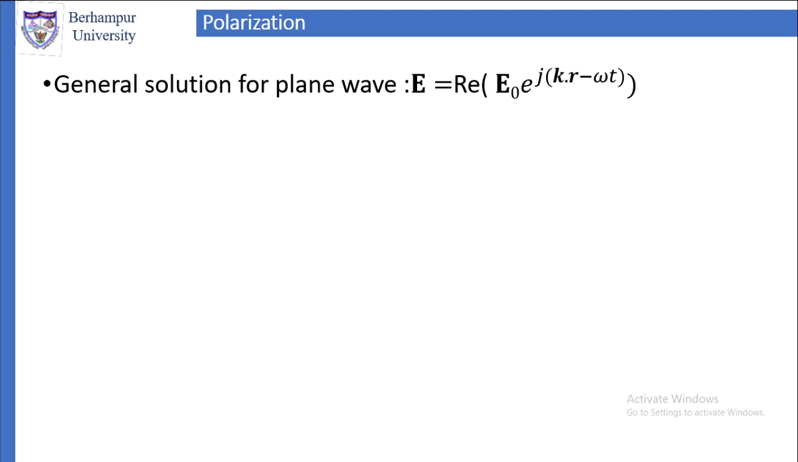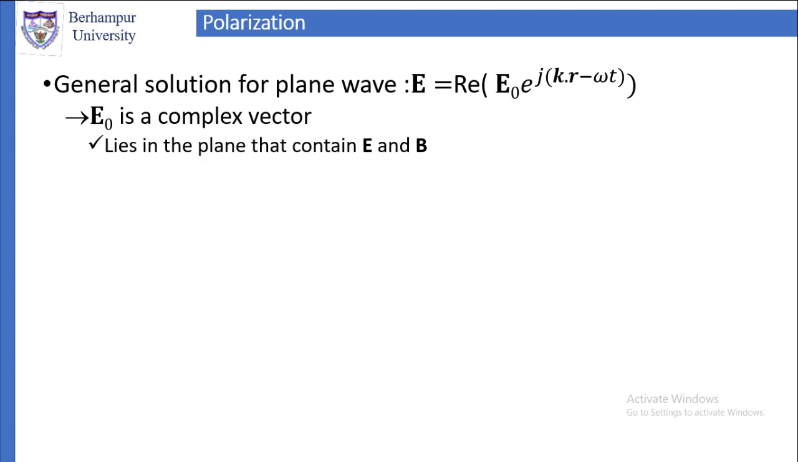Now let us try to formulate it. We have already seen that the general solution for a plane wave is E equal to the real part of E0 into exponential j (k dot r minus omega t). What have we assumed? We have assumed that it is a monochromatic, or time harmonic, wave, and it is a plane wave. E0 is a complex vector, and E0 lies in the plane which contains E and B.